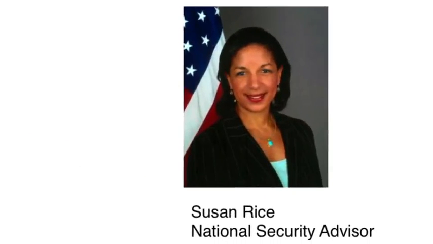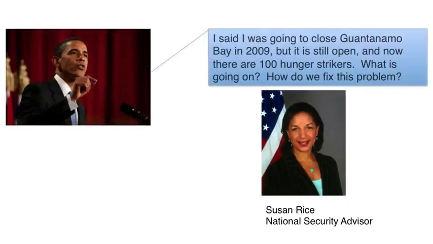So let's assume a scenario where President Obama is having a conversation with his national security advisor, Susan Rice. And the president says to her in the Oval Office, you know, I said I was going to close Guantanamo Bay in 2009, but it's still open. And now there's 100 hunger strikers. What is going on? How do we fix this problem?